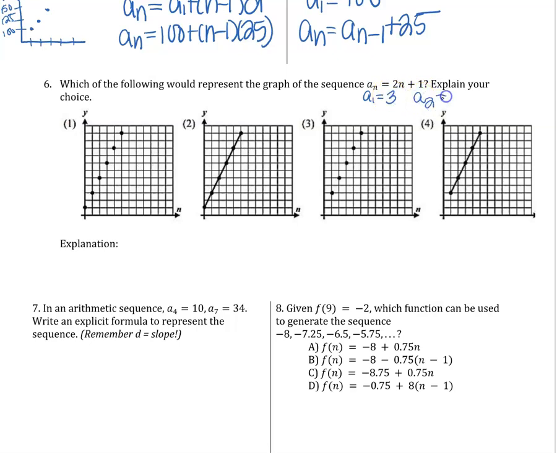A sub 2 would be 2 times 2, which is 4, plus 1, which is 5. And a sub 3 would be 2 times 3, which is 6, plus 1, which is 7. And that seems like a good amount if you even wanted to. You don't need to do that, but you might want to.